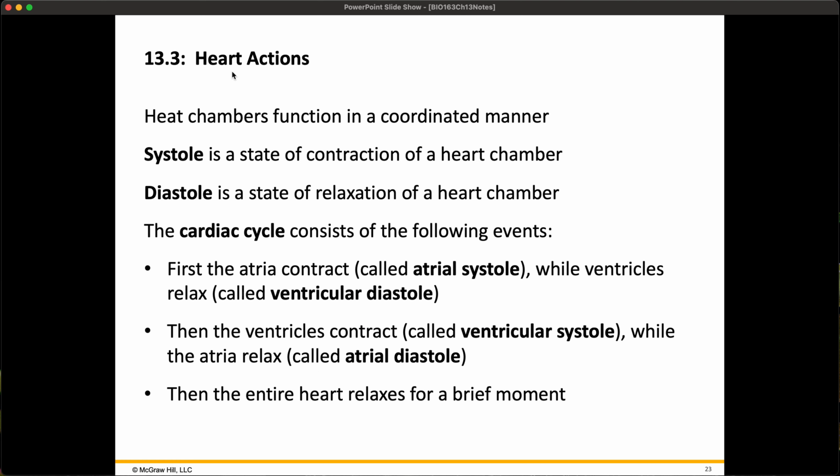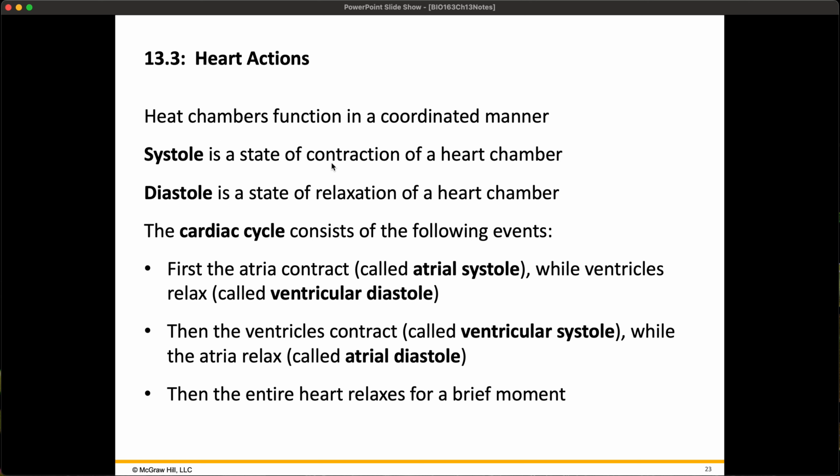Okay, so heart action. So let's talk about the actual contracting of the heart. The heart chambers have to function in a coordinated manner so that blood can continue to flow one way through the heart and constantly through the body. So you may have heard of these words before, systole and diastole. When you go and get your blood pressure taken, they have the top and the bottom numbers, right? And so the top number is your systole, the bottom number is your diastole.